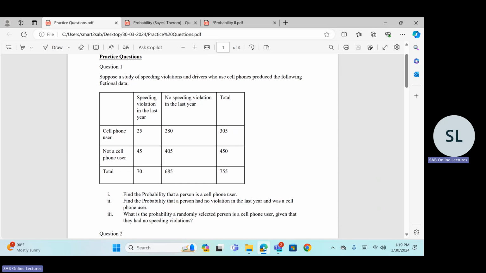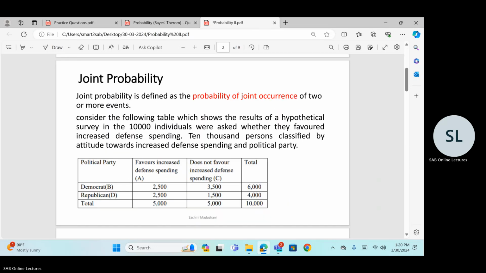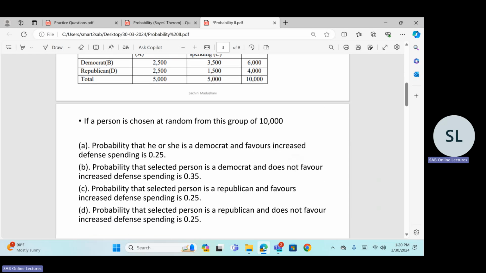Part 2, find the probability that the person had no violation in the last year and was a cell phone user. Second one, discuss the two events. They are cell phone users and they had no violation in the last year. No speeding violation and they are cell phone users. How many of them? 208 over 751. Clear? This concept is okay. Joint and marginal.